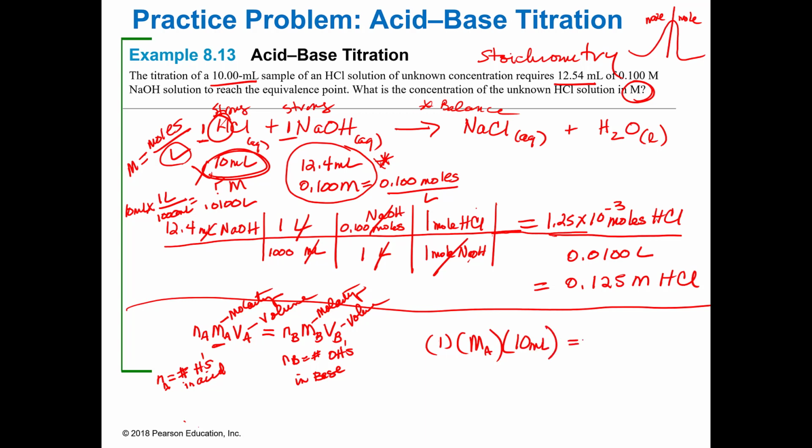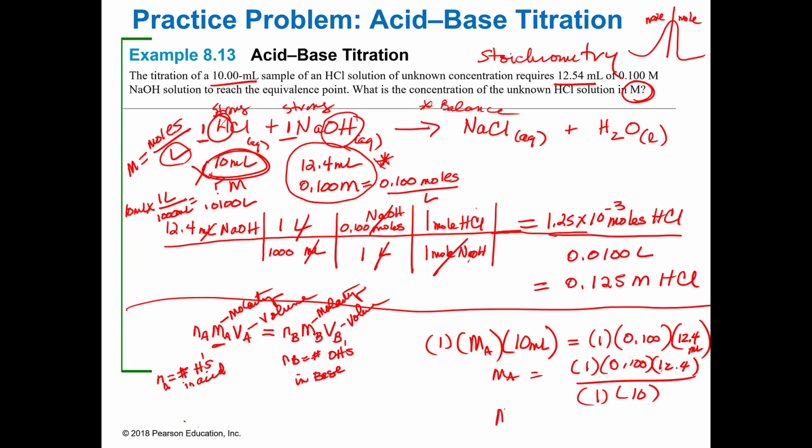That's going to be equal to how many OHs in NaOH? There's 1. What's the molarity? 0.100. And what is the volume? 12.4 milliliters. So I'm going to rearrange this and solve for M sub A. M sub A equals 1 times 0.100 times 12.4. That's just what was on the other side, right? Divide that by what was multiplied times the M sub A, 1 times 10.